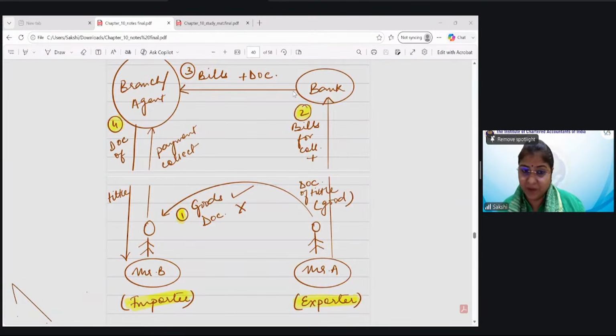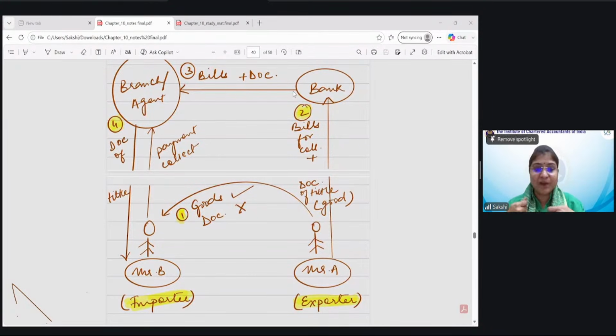Now that branch of the bank, where Mr. B resides, that banker or agent tells Mr. B, you take this document of title and give me the payment. One hand you pay me the money, at the other hand you take the documents from me. So this branch or agent tells Mr. B, you give me the money and take the documents of title from me. Mr. B said, okay.